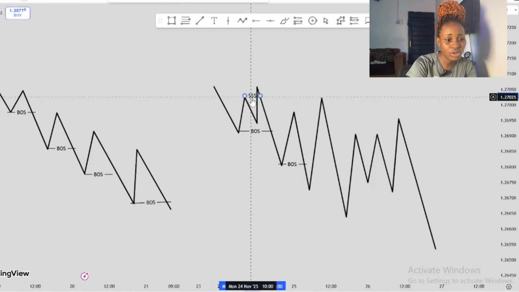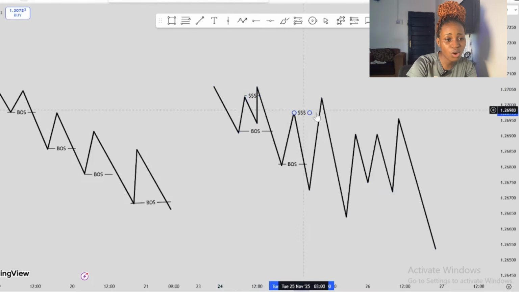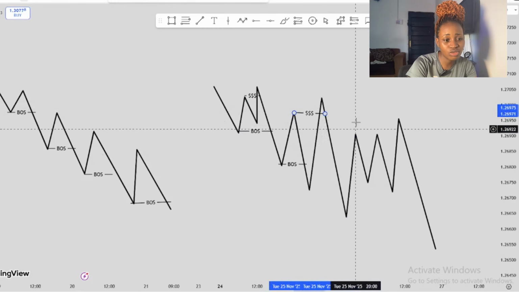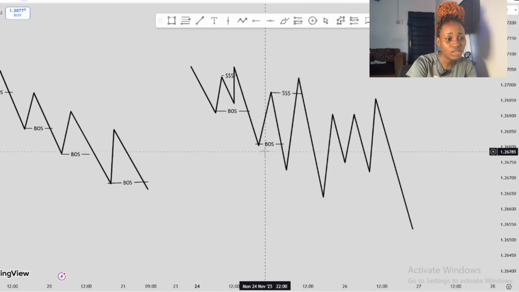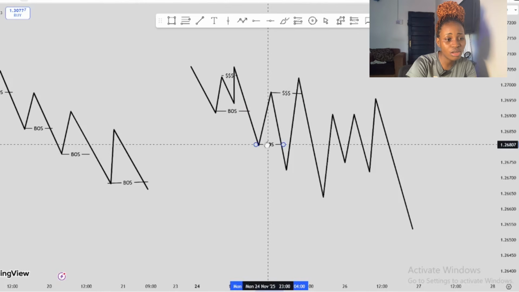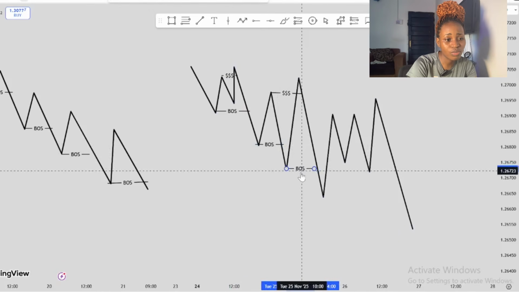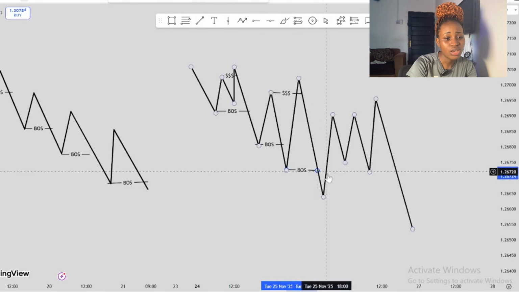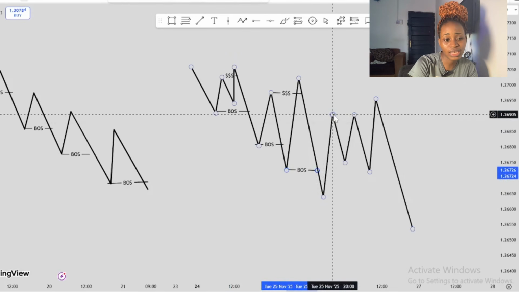Okay, price will create another liquidity here, and we'll still come back to take out this previous high. After taking out the high, you see price dropping to the downside to give us a break of structure here. Have you seen? After giving us a break of structure, you still see price pushing back inside.